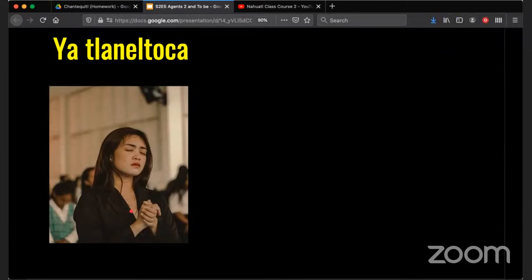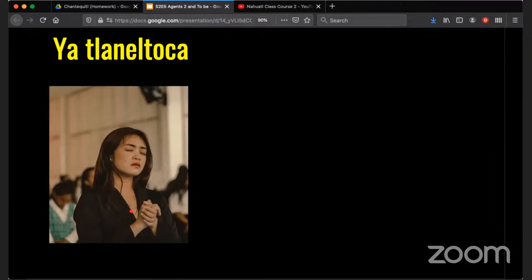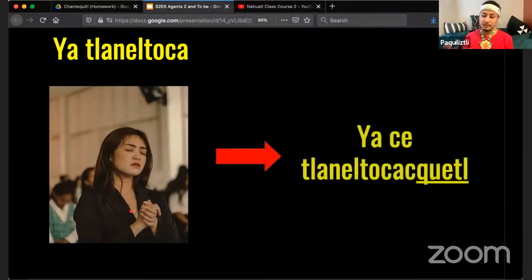I think 1 and 3 do that. Is that right? 3 does not do that. 3 never adds the k. Oh, no. Okay. So class 1 is the only one where you add the c. So this one, like you said, is ya se tlaneltocaket. But if you notice, I added the c here. The c is coming from the fact that this is a class 1 verb and the past tense is tlaneltocak.